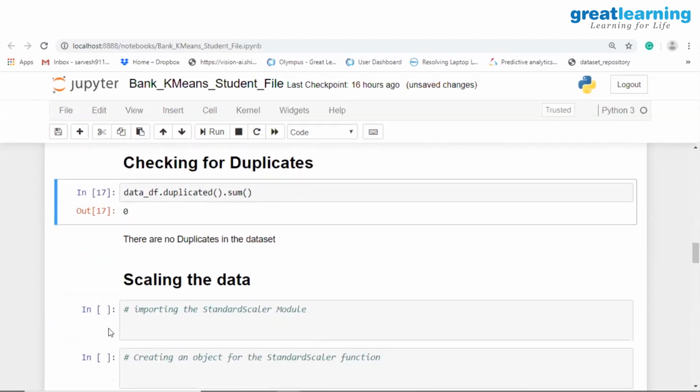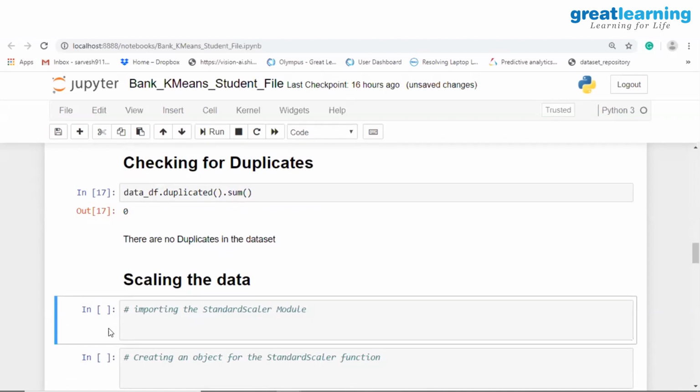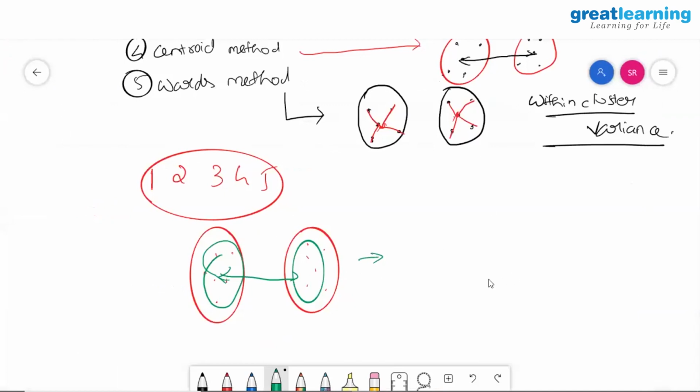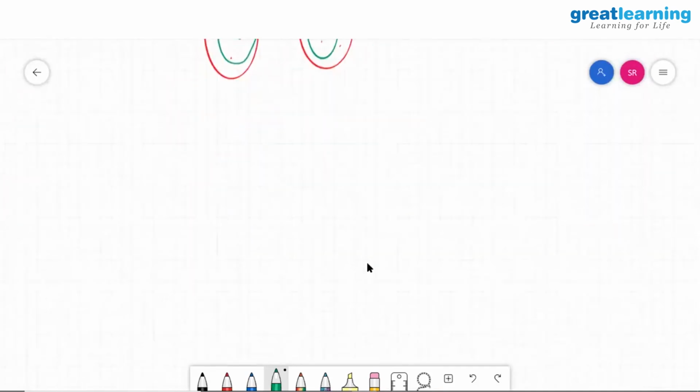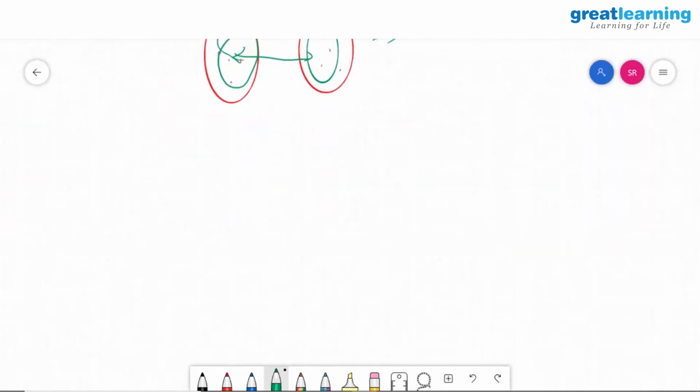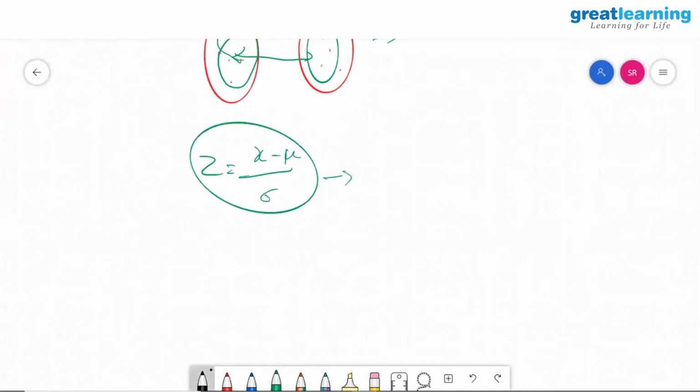So I'm going to do one scaling. What happens if I have to do scaling? What is scaling? Scaling is nothing but z equals x minus mu divided by sigma. Do you agree with me? This is the formula for scaling.